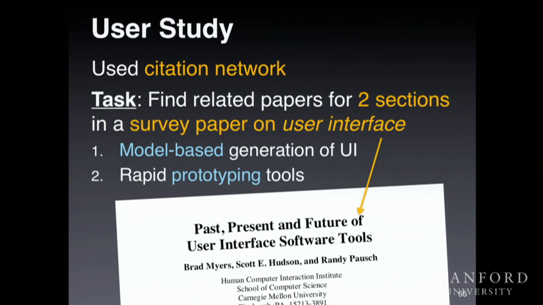One is called model-based generation of user interfaces. The other is rapid prototyping tools. Model-based generation means, can you automatically generate a user interface based on a model that computer scientists can create? Then you automatically, boom, get that UI. So there is a lot of research on that.